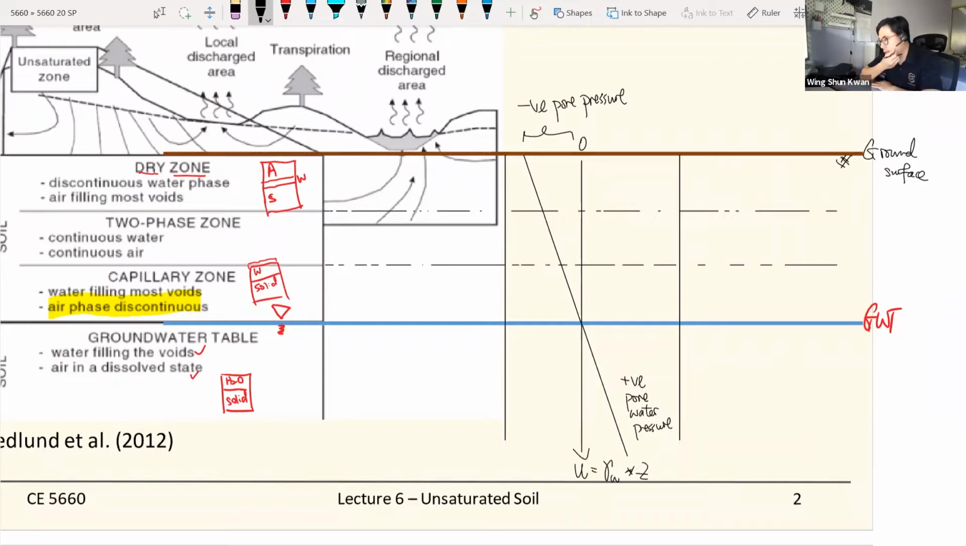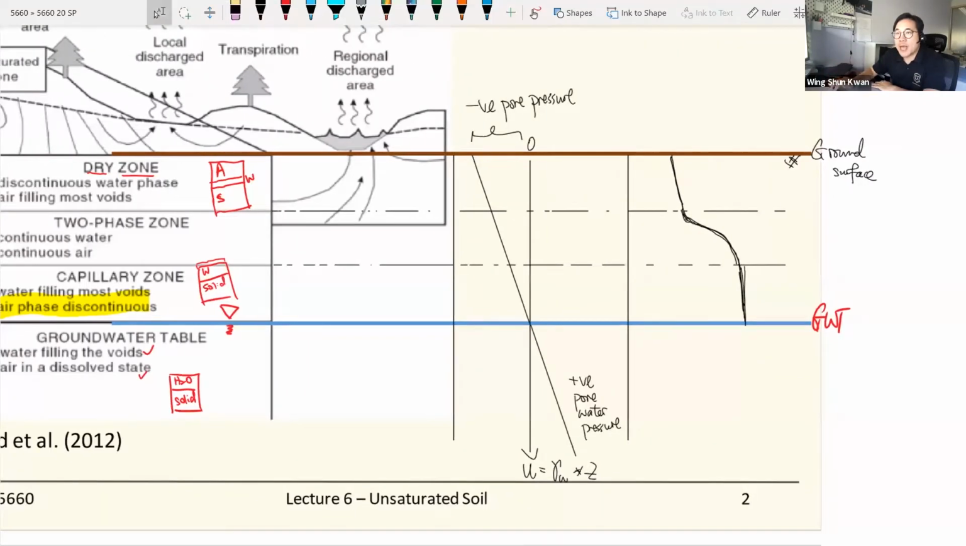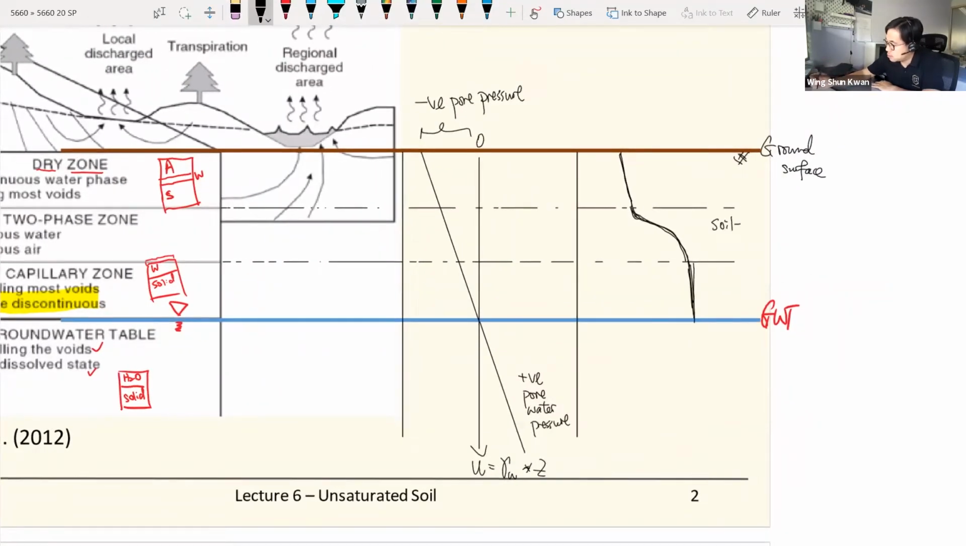So if we try to look at how the pressure changes within the unsaturated zone, there will not be much change in the dry zone, and also not much change in the capillary zone. But what is tricky is the two-phase zone. And to define the behavior of that, we have the soil water characteristic curve.